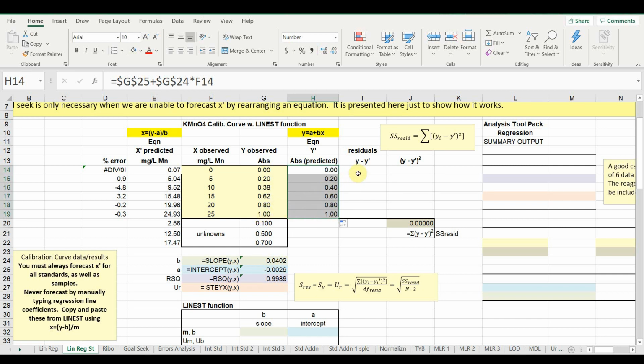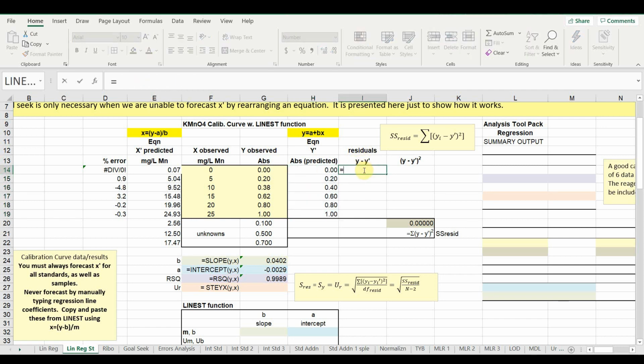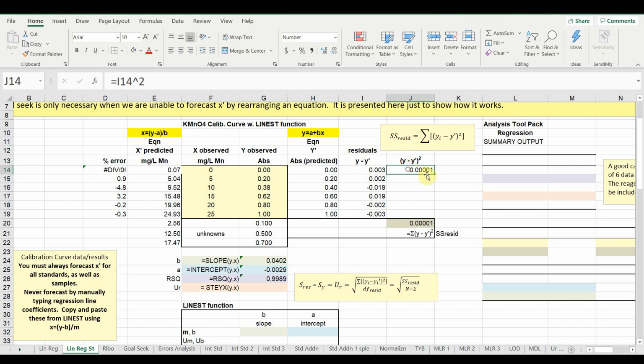Next we want what's called a residual. The residual is the difference between the y value measured and the y value forecast. A simple subtraction: equals the y value observed minus the y value forecasted. Now we want to square these residuals. That'll simply be equal to the value in column I raised to the second power, and drag those down. Now I've put in here an AutoSum function.